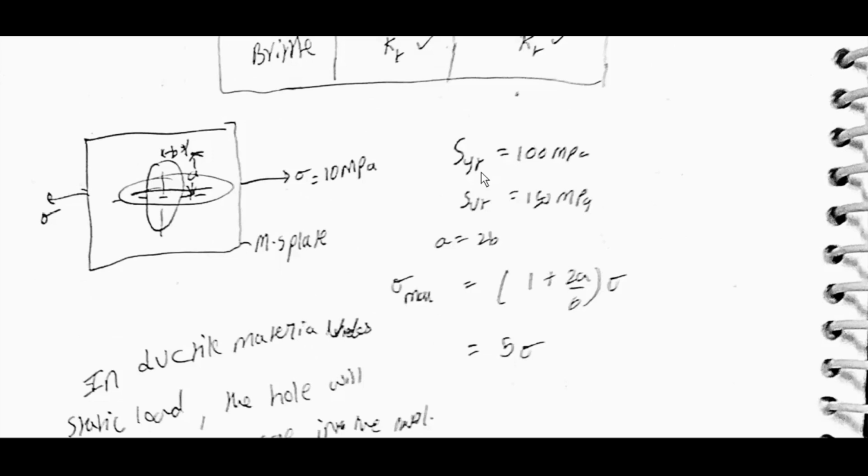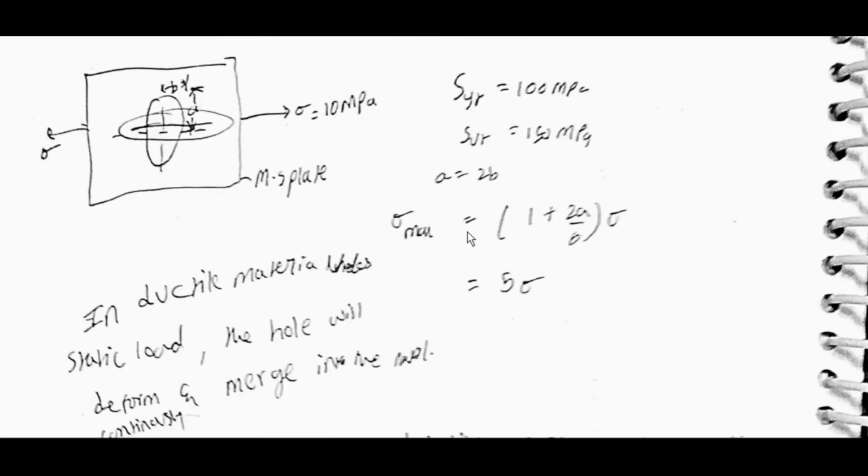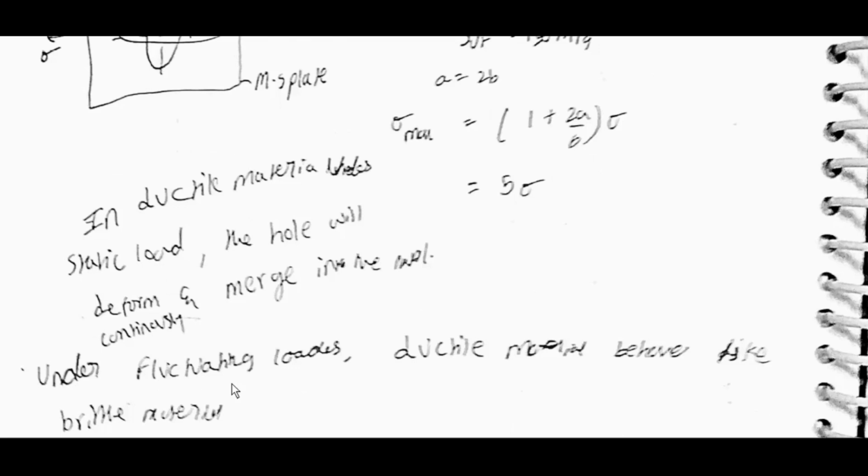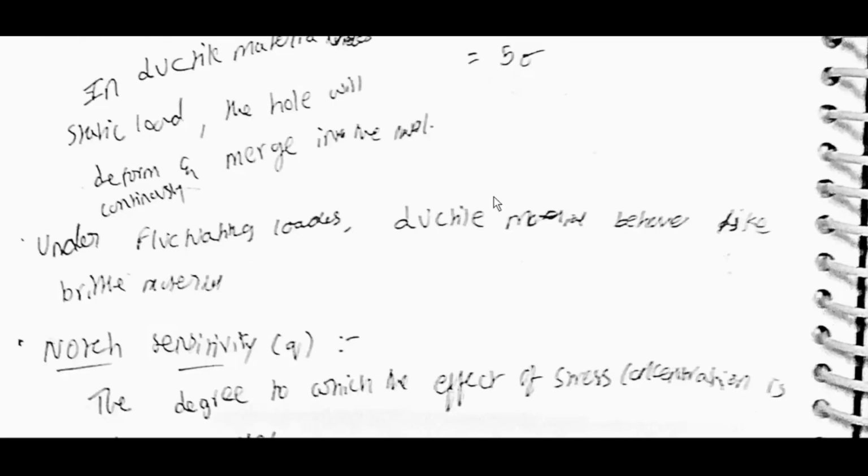Example: SYT is equal to 100 MPa, SUT is equal to 150 MPa, a is equal to 2b. Sigma max is equal to 1 plus 2a by b into sigma, which is equal to 5 sigma. In ductile material under static load, the hole will deform and merge into the discontinuity. Under fluctuating loads, ductile material behaves like brittle material.